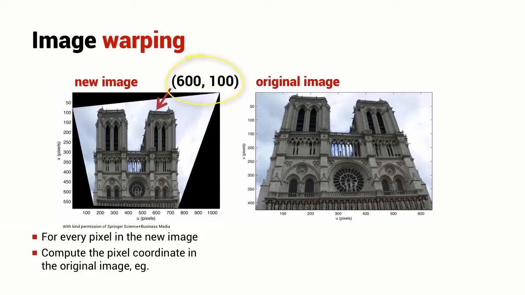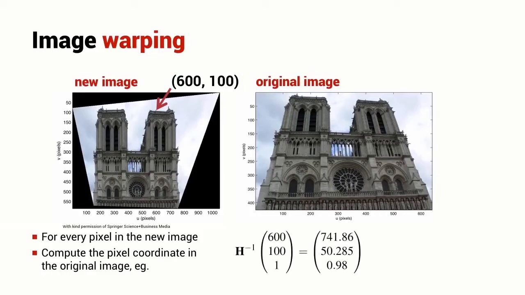Now if I know that pixel coordinate, I want to work out what the corresponding pixel coordinate is in the input image. The homography is a mapping from the original image to the new image, so in order to map this coordinate, I need to use the inverse of the homography, and that gives me the coordinate of the corresponding point in the input image, and it's got a coordinate of about 757, 51.